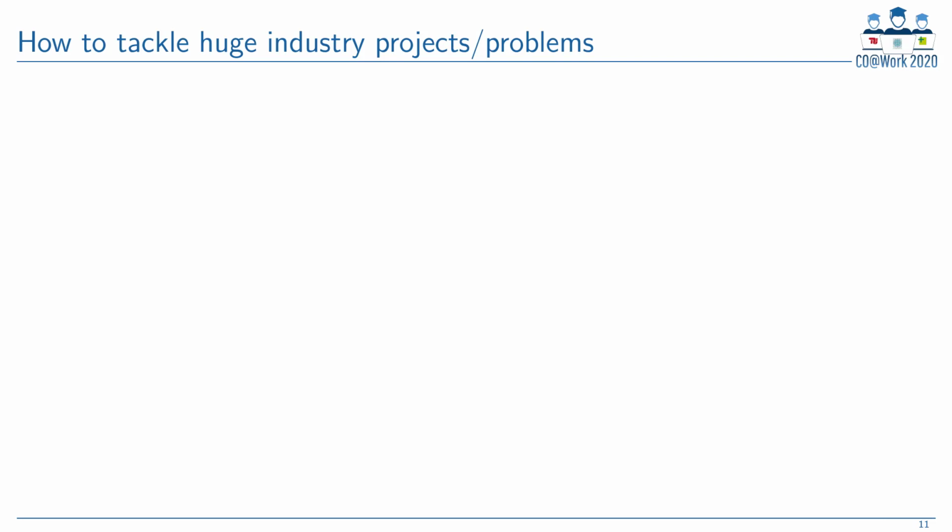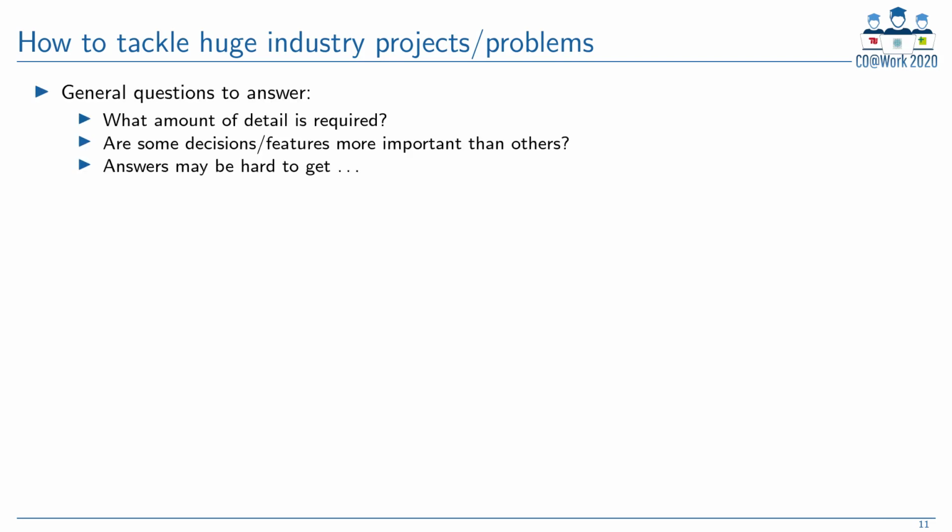Another property of realistic models is that the accuracy of the description for single elements can often be enhanced by increasing the size of the formulation. For example, by changing the granularity of the discretization of some continuous quantity, like the time. Therefore, we have a natural interest to answer the following two questions. What amount of detail is required? And are there certain decisions or features which are more important for the overall solution quality than others? These questions are typically non-trivial to answer.